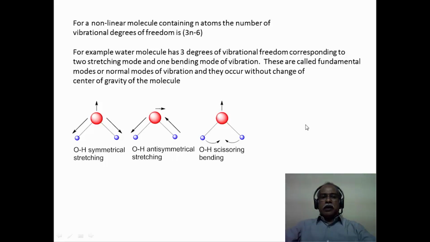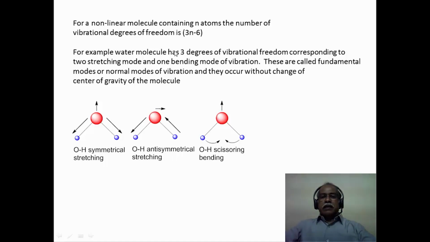Now let us have a look into the different types of modes of vibration in a molecule. We can consider simple molecules like the triatomic molecule with a linear geometry as well as a bent geometry. In a non-linear geometry which contains n number of atoms, the number of vibrational degrees of freedom will be 3n minus 6. In fact, 3n will be the degrees of freedom, of which 3 translational and 3 rotational freedoms are subtracted. The remaining portion is the vibrational freedom of the molecule having n number of atoms in a non-linear system.